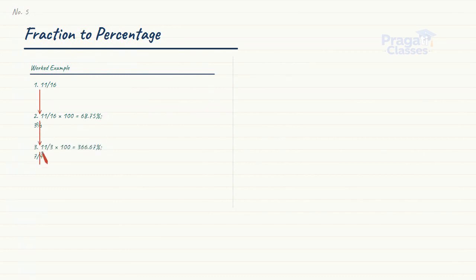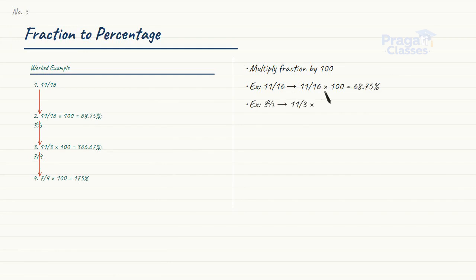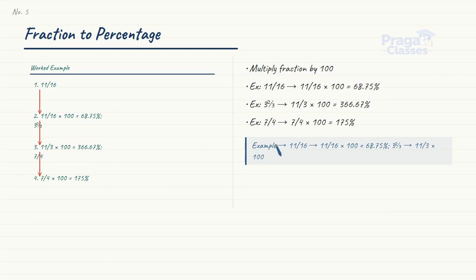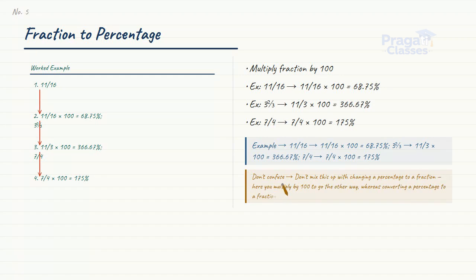Now, what if we want to go the other way, take a fraction and turn it into a percentage? Here, look at the board for a moment. The rule flips. To change a fraction to a percentage, you multiply the fraction by 100. Let's try it. Take 11 over 16. We do 11 divided by 16, then multiply by 100.